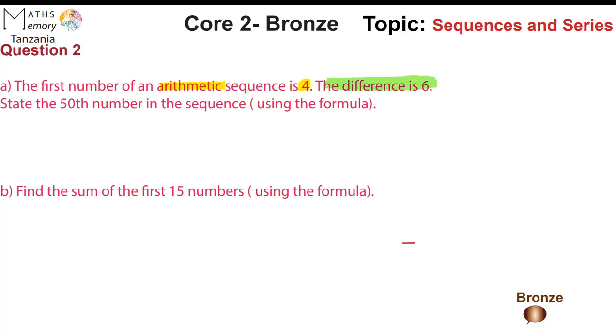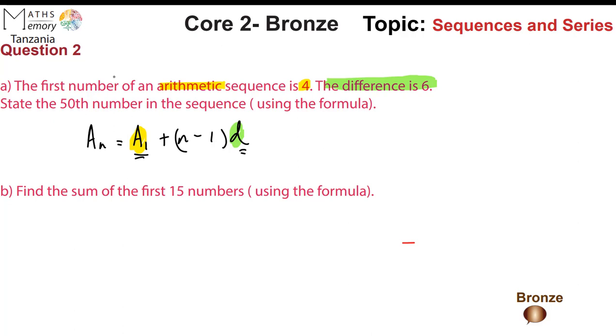You should know the formula for the nth term of an arithmetic series. It is a plus n minus 1 d, where A1 is the first term and d is the difference. So let's write that down.